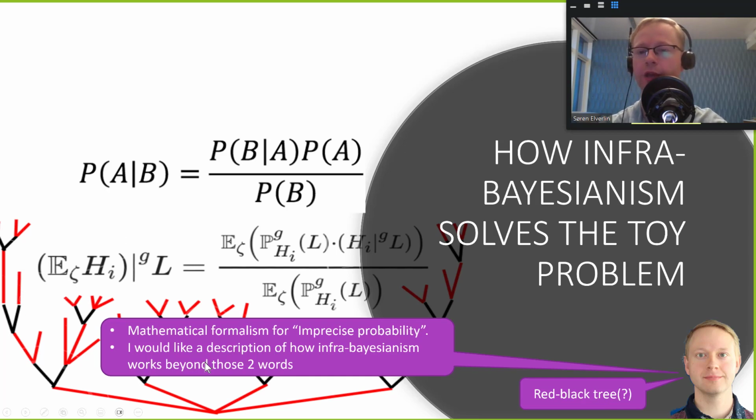Also, the drawing has this tree here. I couldn't find anything that Infra Bayesianism has to do with a tree, or a degenerate red-black tree. I don't think it has anything to do with that. I think they may have just chosen to illustrate it with a picture that looks nice and doesn't have anything to do with Infra Bayesianism.